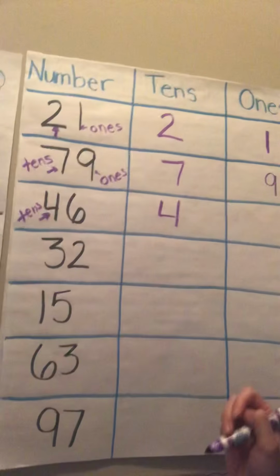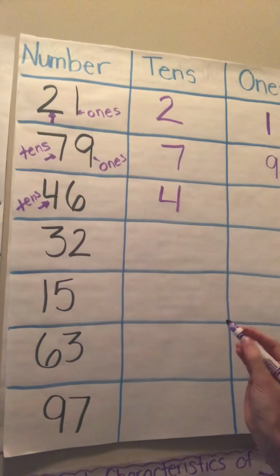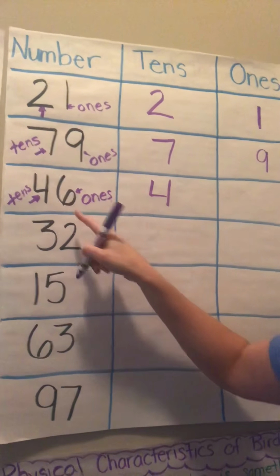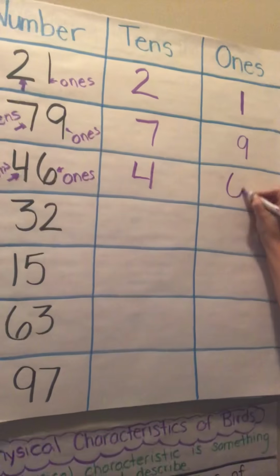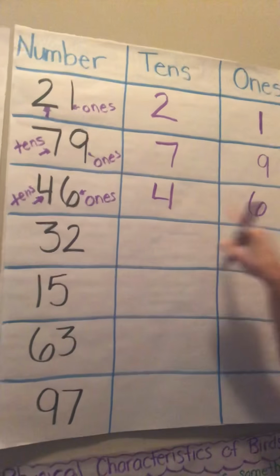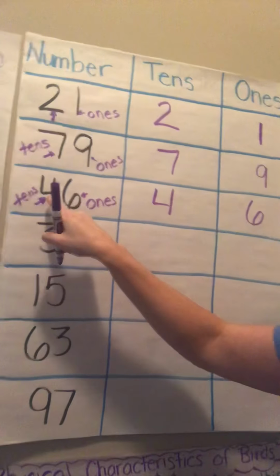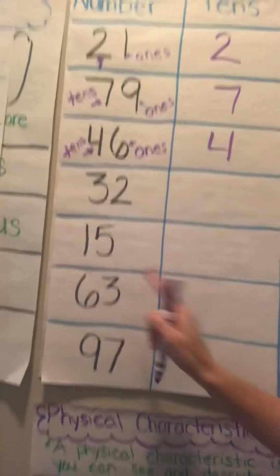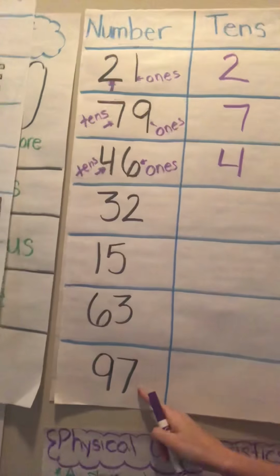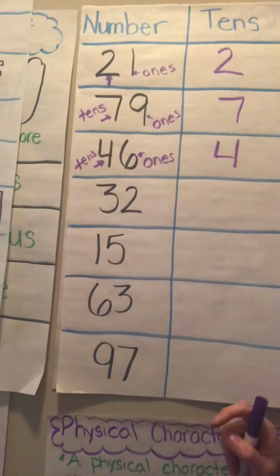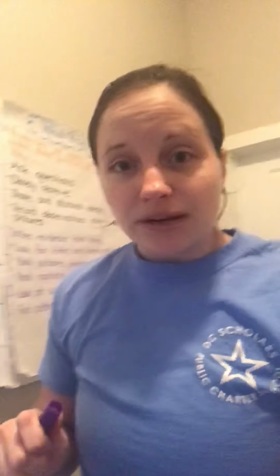And what number's in our ones place? Right, we have the 6. The 6 all the way here is in our ones place. So we have 6 ones or 6 extra ones. So 4 tens or 4 groups of 10 and 6 ones make 46. Great job. I hope you remember that because for these last numbers, 32, 15, 63, and 97, you're going to do that on your own and then send me your answers. Can't wait to see what you come up with.